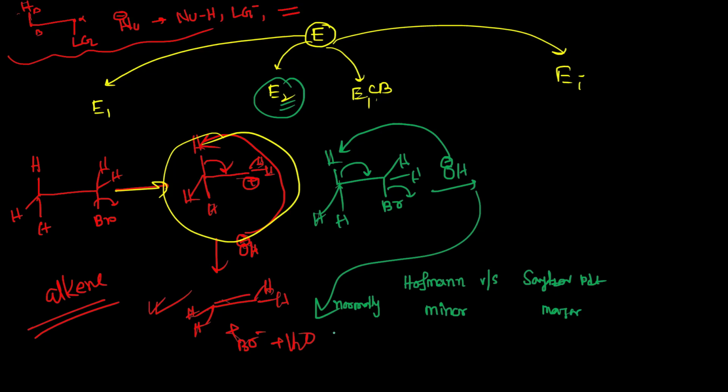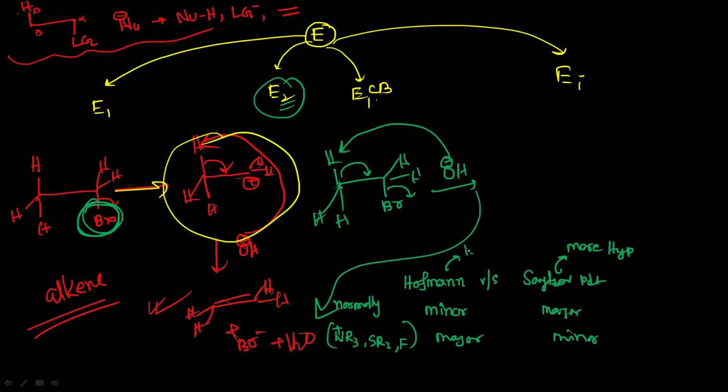But if the leaving group is NR3 plus or SR2, where R means any alkyl group, or if these are leaving groups, as here I have written bromine as leaving group, so if these are leaving groups, then Hofmann product will be major, Saytzeff product will be minor. How will we understand which product is Hofmann, which product is Saytzeff? Saytzeff product is where more hyperconjugation is there. Hofmann product has less hyperconjugation.